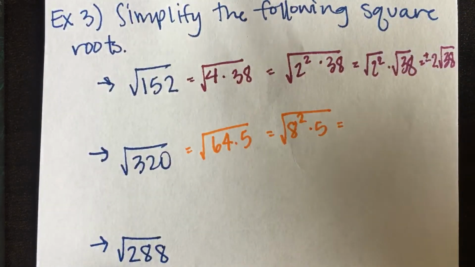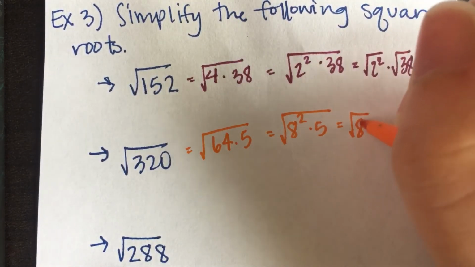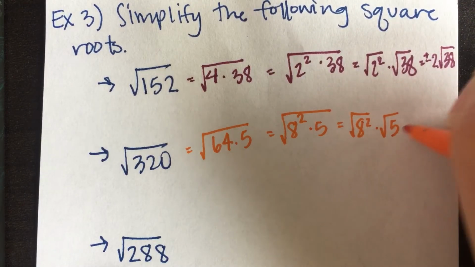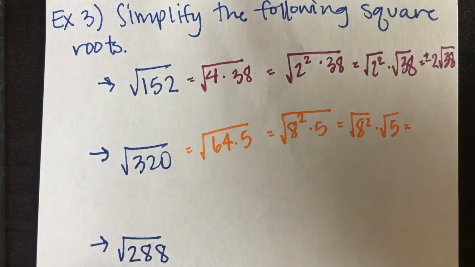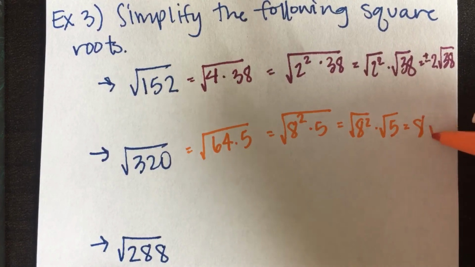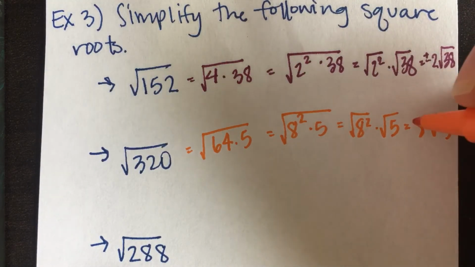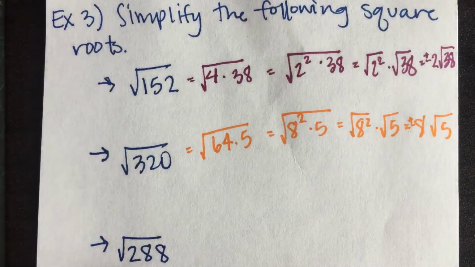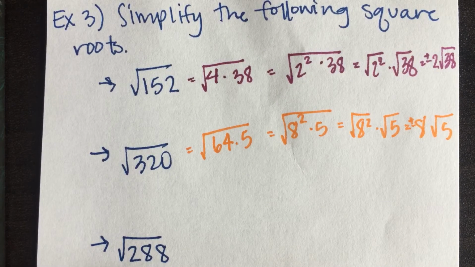and then split it up into our 2 separate multiplications. And the square root of 8 squared is just 8 square root 5. And plus or minus goes on the outside because it's a square root.